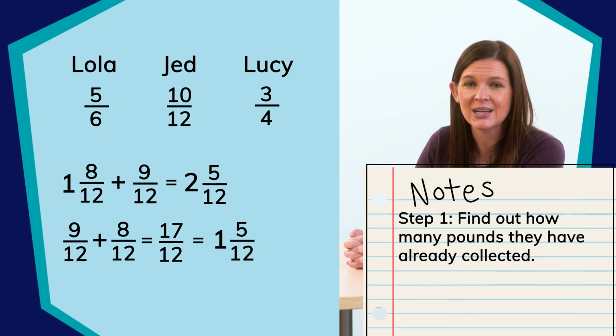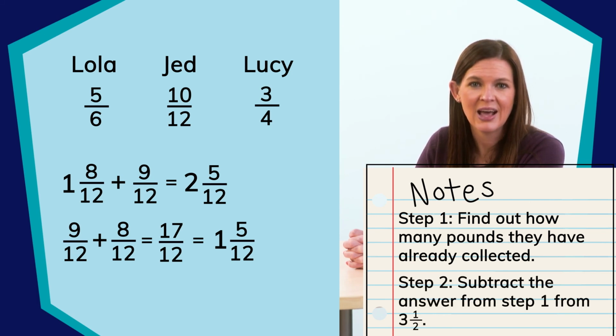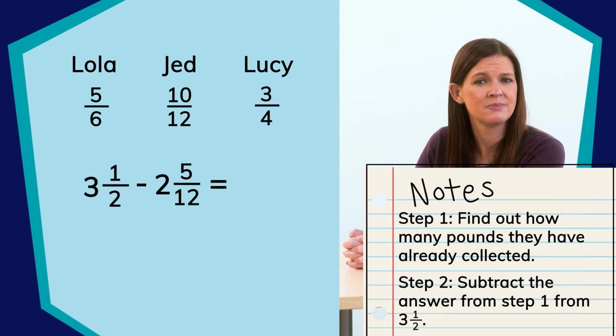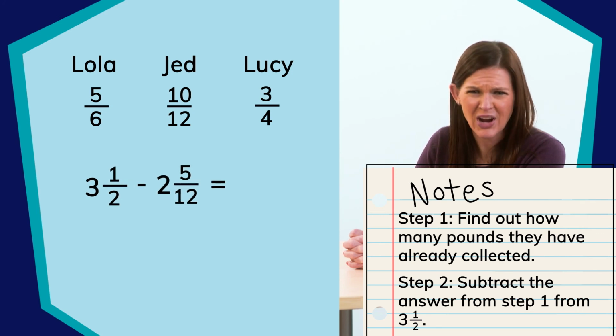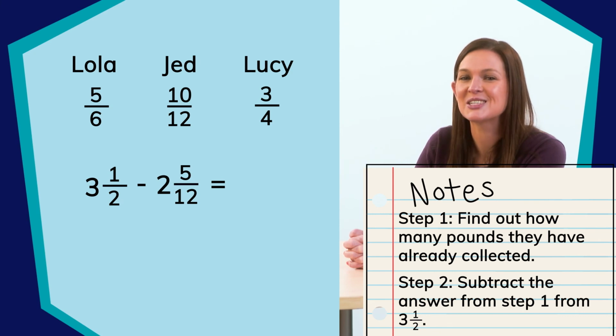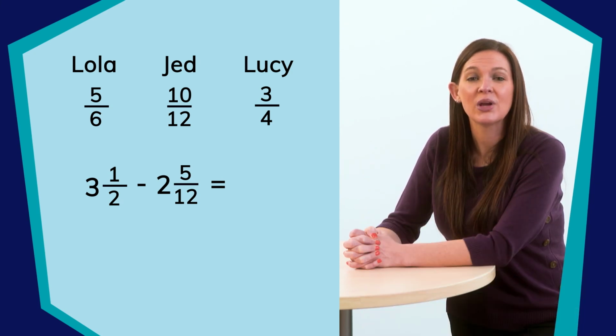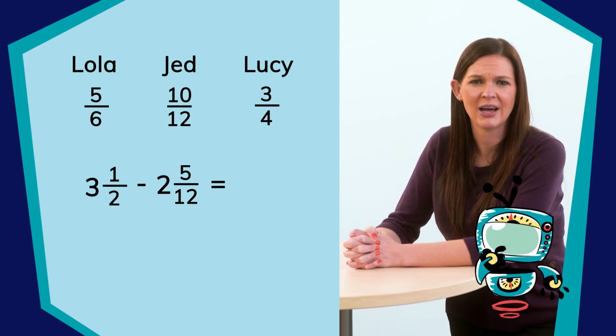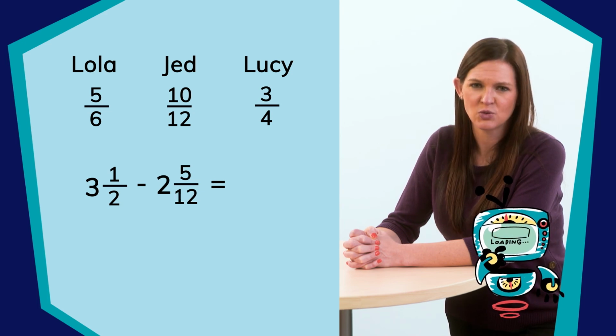Now, the problem asks how many more pounds they need to collect. Guess we have to subtract again. 3 and 1/2 is the total they need, and they have 2 and 5/12. How are we going to subtract this? Interesting thoughts, explorers. Let's see. 3 is larger than 2, so we can subtract that. But is 1/2 greater than 5/12?